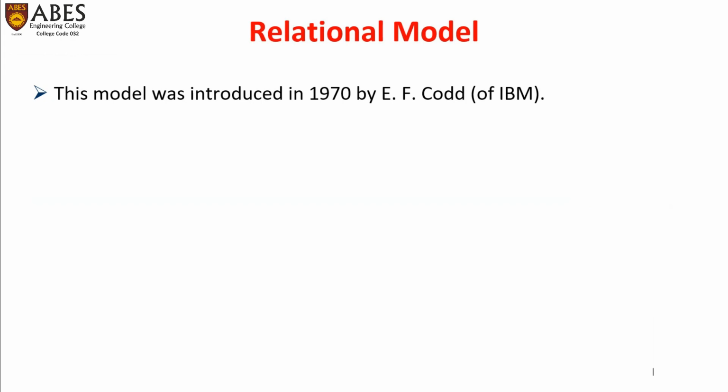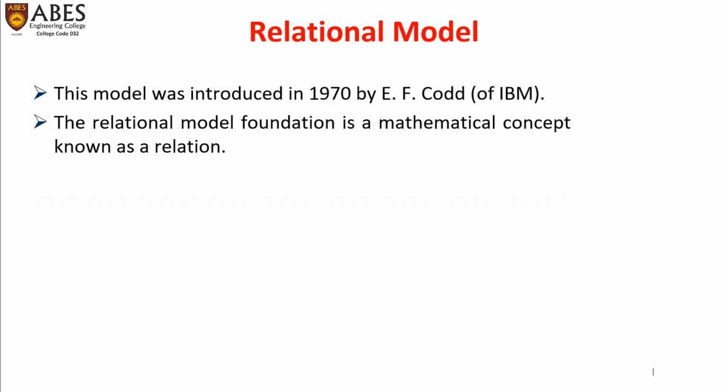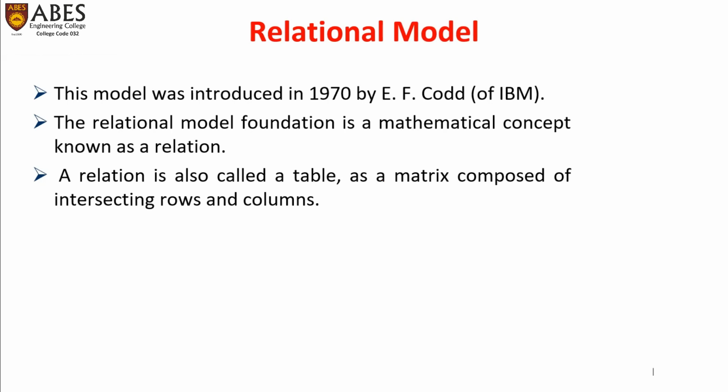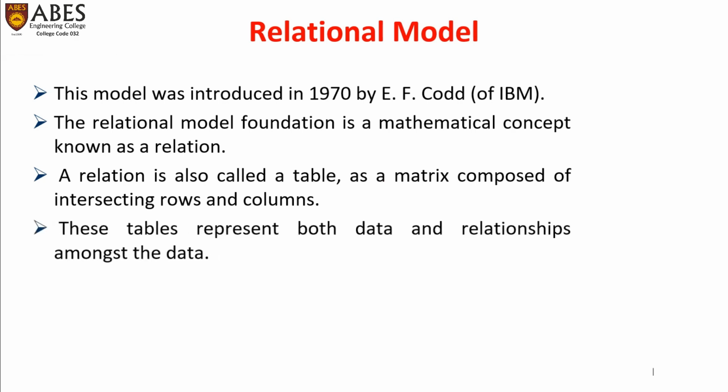It was introduced by E.F. Codd in the 1970s. The relational model's foundation is a mathematical concept known as the relation. This model is based on relations, and relation concepts work similar to mathematics. A relation is also called a table, a matrix composed of intersecting rows and columns. Means there is a table, which is known as the relation in this model. These tables represent both data and the relationships amongst the data.